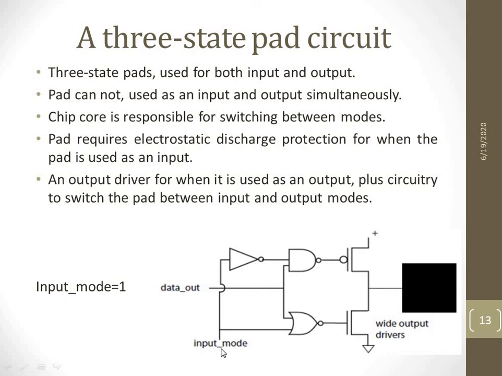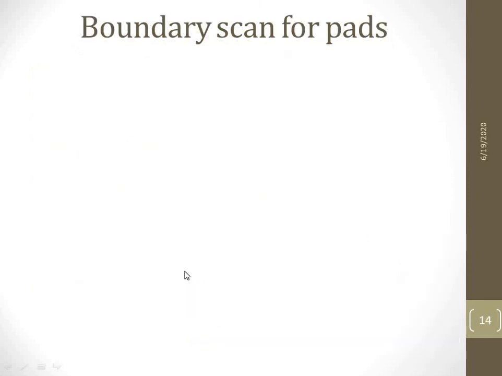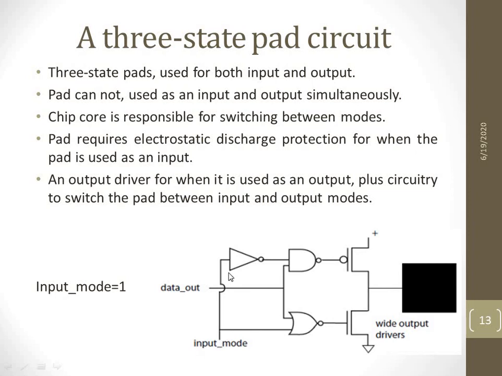See, if the input mode is 1, what is happening? It is acting as an input pad or as an output pad, that we are supposed to see. When the input mode is 1, this is always 1, which means it is off. So here the signal is passed from the input mode to this NOR gate, and only one MOSFET is working, so it acts as an input pad only. Otherwise it acts as an output pad, not both at the same time.